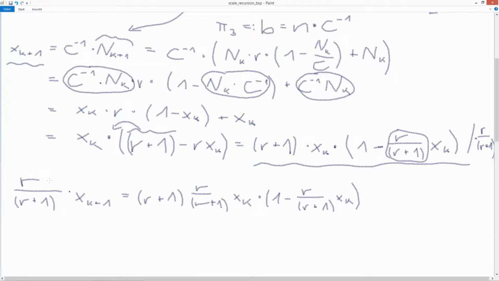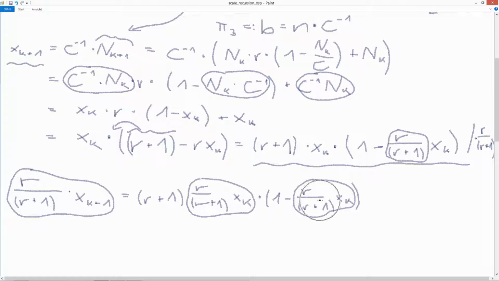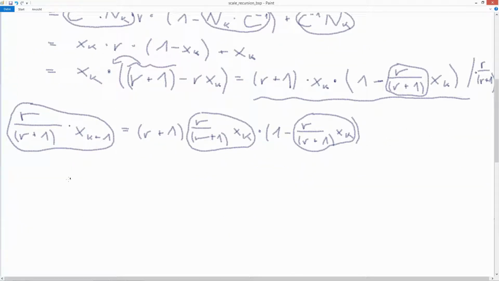Okay, and now let's take a look at these expressions here. So we have this here, that here, and that here. And we see these things here are the same. So let's define another new variable, which we call yk. And let's define it this way. Let's define it as r plus 1 times xk. So this variable here, yk, is still dimensionless, because xk is dimensionless, and this factor here is also dimensionless, because r is dimensionless, so this here doesn't have a dimension.